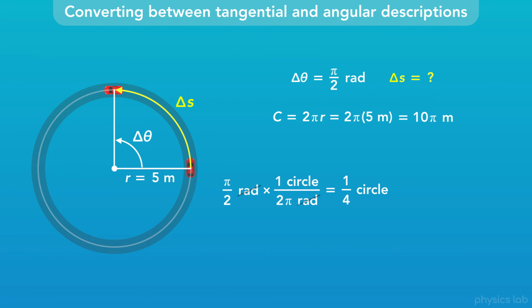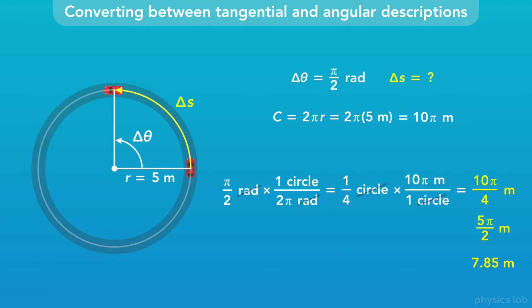Now we can take that fraction and multiply it by the circumference. But let's continue using unit relationships. So we'll multiply 1/4 of a circle times the relationship of 1 circumference per 1 circle. We just found the circumference, which is 10 pi meters. Now the unit of circles will cancel out, and we get 10 pi over 4 meters. That's about 7.85 meters in decimal form. So that's the arc length, or tangential displacement, delta s, that we're looking for.